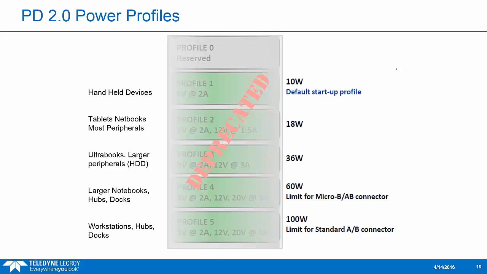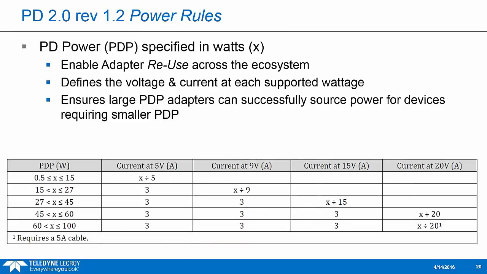So after a lot of discussion, they actually scrapped profiles. It's removed from the most recent spec, the newest PD 2.0 Rev 1.2 spec. They restructured the profiles into power rules, which is basically the same idea, only now they're mandatory. The idea here was always around making it easier to reuse Type-C power supplies. They want to make it simpler to use different bricks and make them more interchangeable, really.